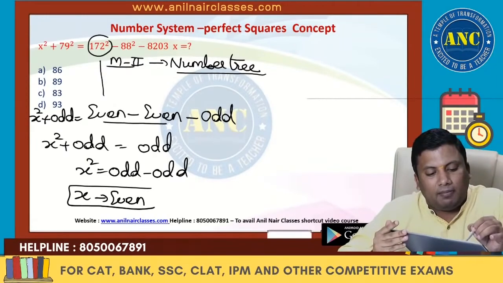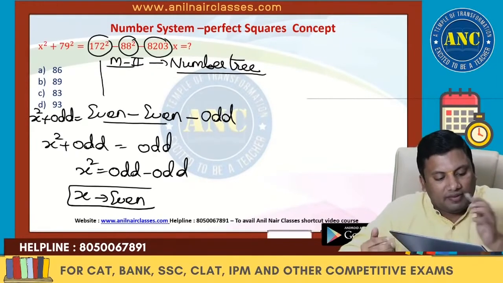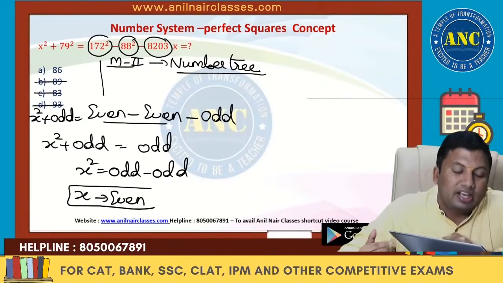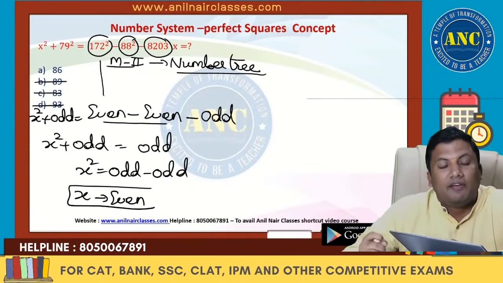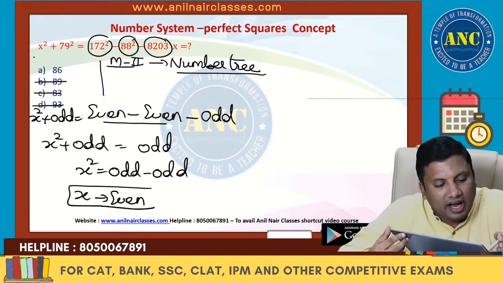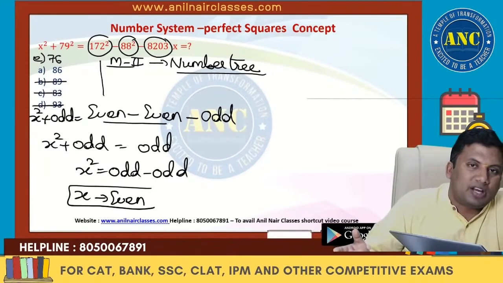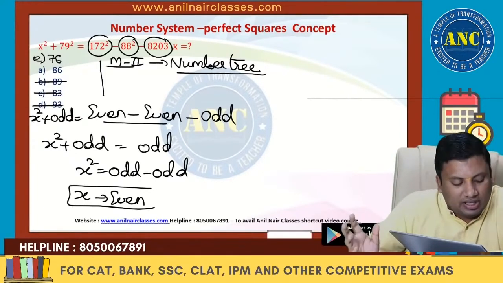This is an even number, odd number. 79, X is an even number. B, C, D is out. Then another question arises: Anil sir, what if there is an option 76? There is no option like that here. But if this happens, then how to solve it?